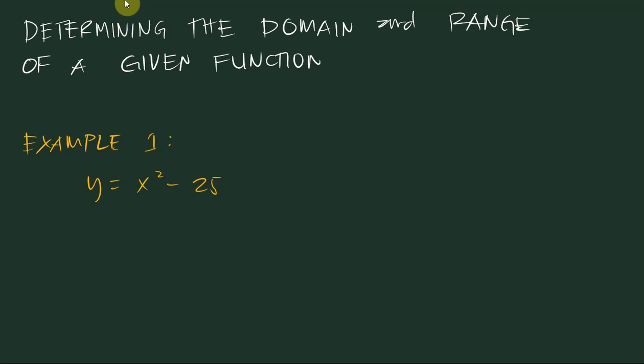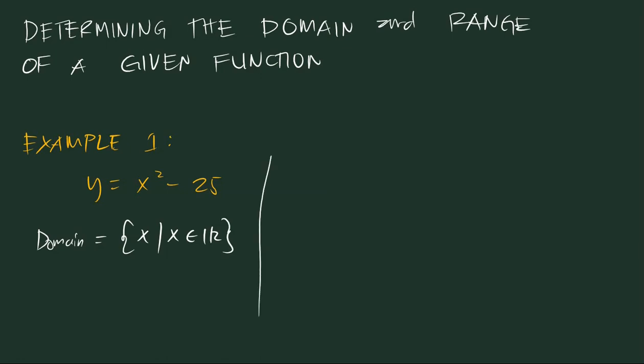Okay, so in finding the domain, if we're given an equation, you must express it in terms of x. In example number 1, it has already been done for us, so we can automatically determine the domain. As you can see, this is x squared minus 25. Now there are no restrictions here because there are no radical symbols and no rational expressions. So we can say that the domain is x such that x is an element of real numbers.